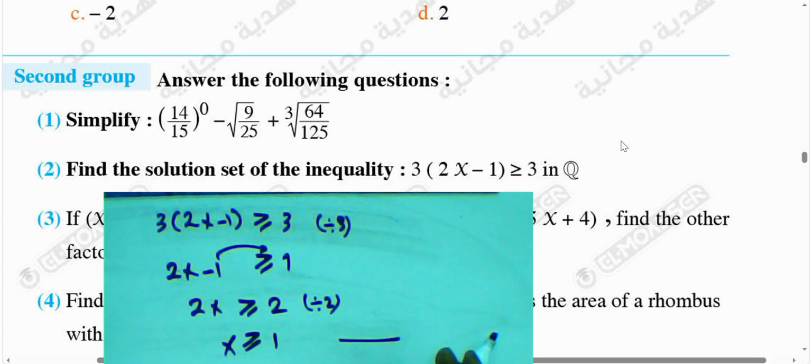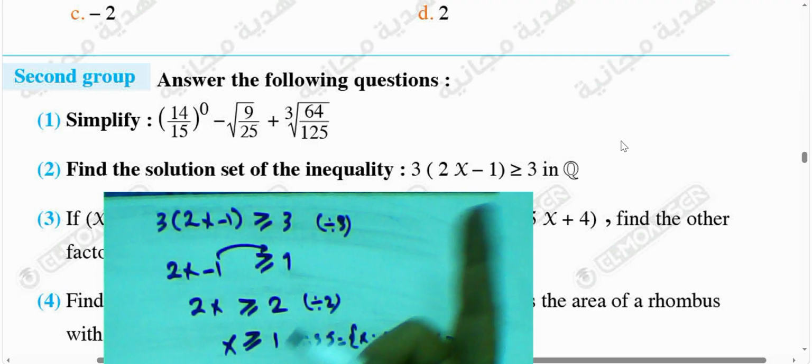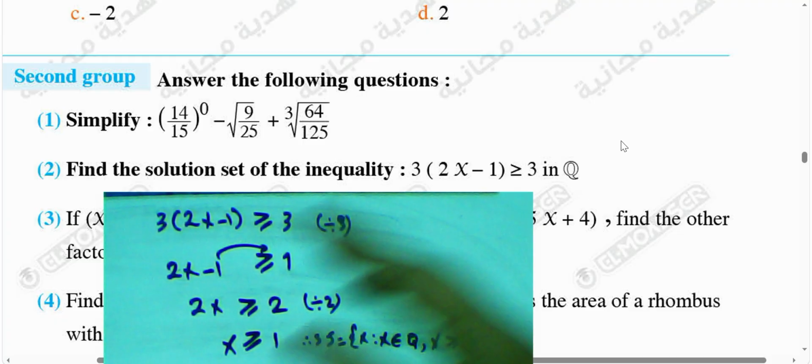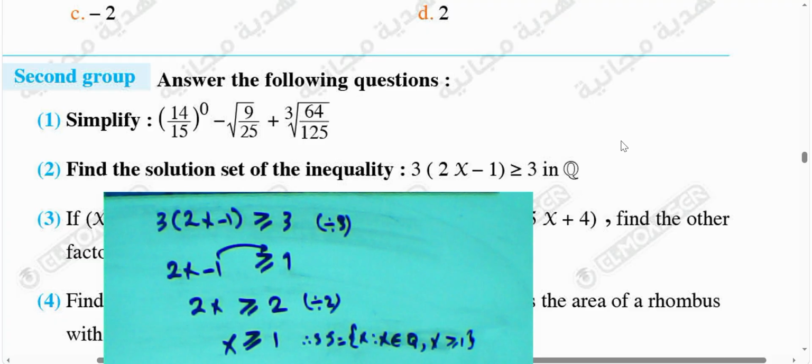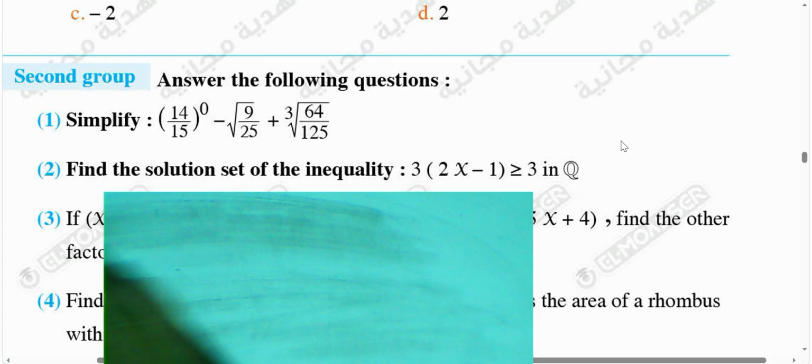Then you will find the solution in rational numbers. You can write the solution set equal to x such that x is greater than or equal to 1, where x belongs to the rational numbers. Or you can write x such that x belongs to Q and x is greater than or equal to 1, because you want the solution set in Q. Q refers to rational numbers. Last question, you want the solution in integers. Do you remember? Integers like 1, 2, 3.